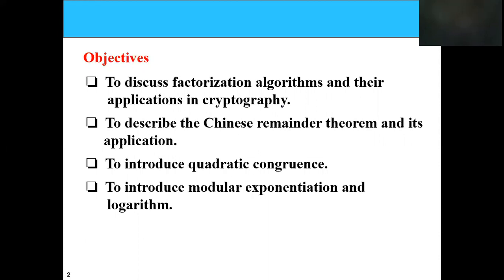Then we will discuss CRT, the Chinese remainder theorem, which is also very useful in RSA, the Rivest-Shamir-Adleman algorithm. Then we will discuss quadratic residue and quadratic non-residue. And then at the end, we will discuss modular exponentiation and logarithm, that is, the discrete log problem.